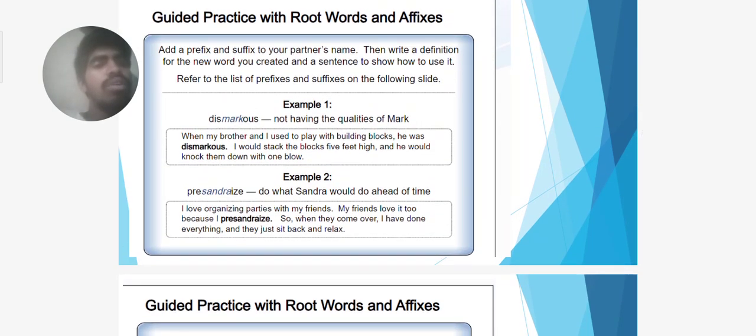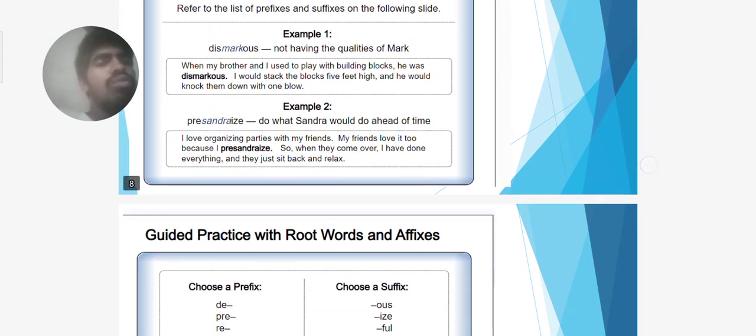Example: Dismarcus, not having the qualities of Mark. When my brother and I used to play with building blocks, he was Dismarcus. I would stack the blocks five feet high and he would knock them over with one blow. So this is the example: Dismarcus, not having the qualities of Mark.